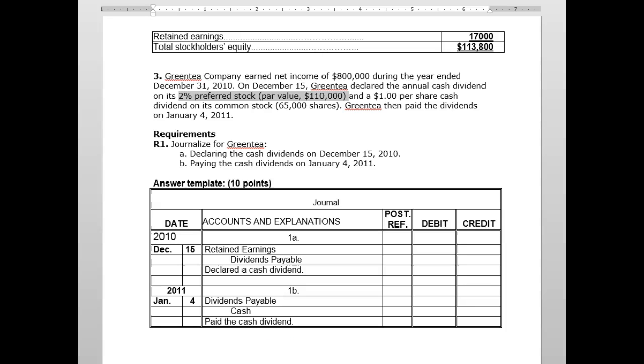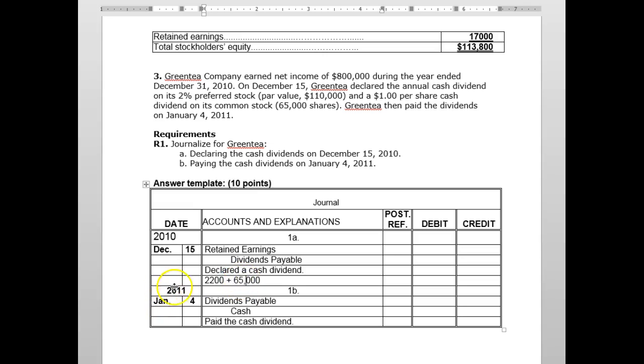Is that correct? Somehow that doesn't look right, but it might be. So, preferred stock is getting $2,200. We're just going to put that down here. And in addition to that, we are doing a common stock dividend, which is $1 per share, and we have 65,000 shares out. So that's 65,000. Now we have to add those two together to find out how much we owe for our dividends.